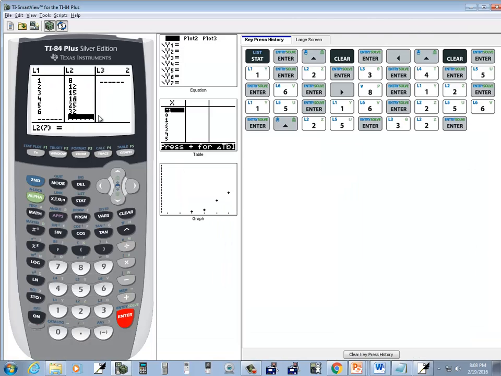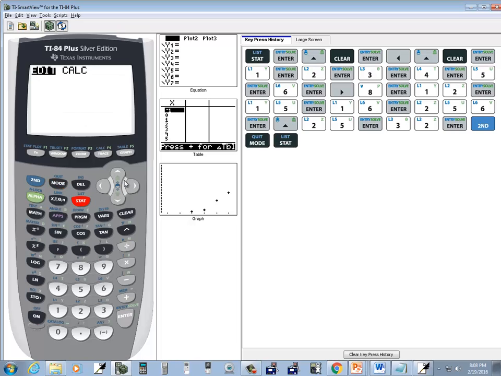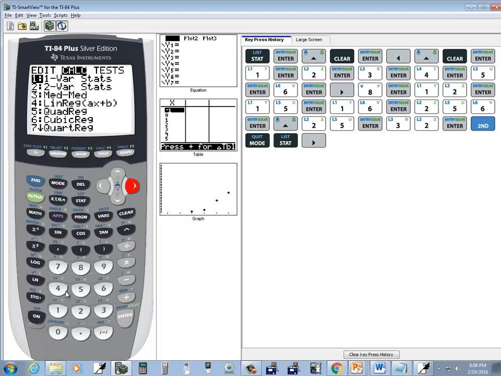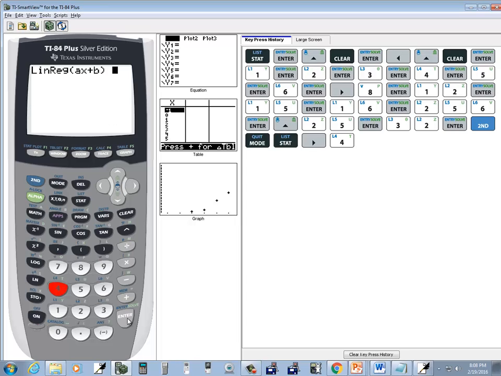Let me go through and double check all these. 8, 12, 15, 16, 25, 32, 1 through 6. Exit out, second mode, and then I'll press Stat, right arrow to Calc, and I'll choose number 4 for linear regression, and then press Enter. Okay.